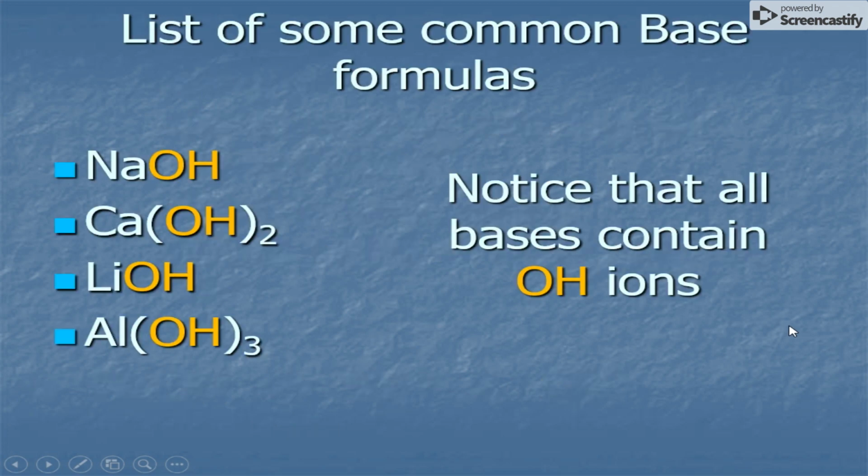Here's a list of some common bases. Here we have sodium hydroxide. Here we have calcium hydroxide, lithium hydroxide, and aluminum hydroxide. And they all contain more or less of these hydroxide ions. So the more hydroxide you get, the stronger the base can be, right? It depends on some other factors, but the more hydroxide ions you actually have, the more basic it'll be.